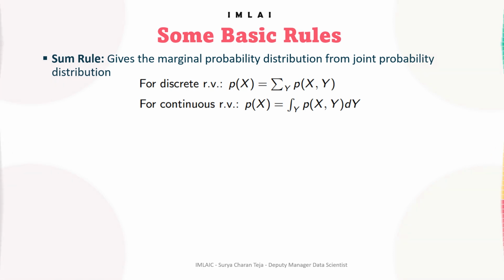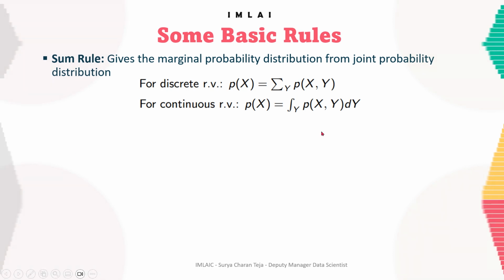And similarly for a continuous random variable, instead of using summation, of course it's continuous, so you have to take the interval and then take the density. That's the reason we have to calculate the area it spreads, so for that we'll use integration: integral of P of capital X comma capital Y dy. So this is how we calculate.